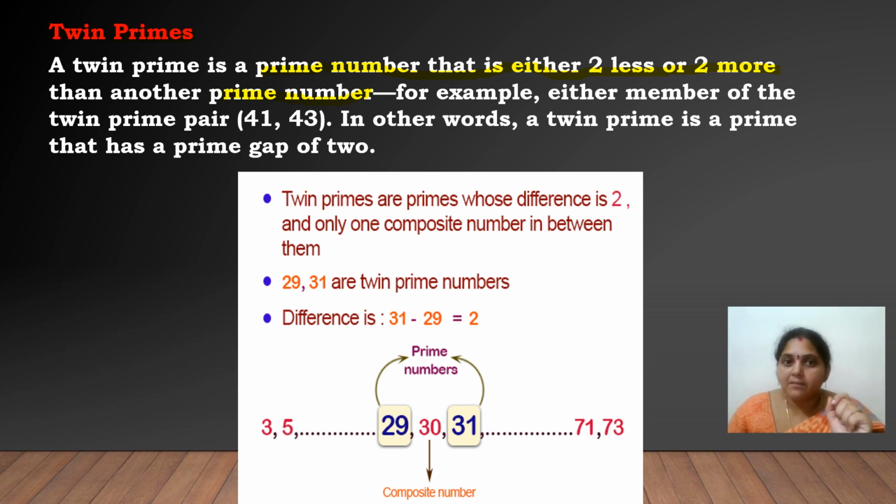So what I have taken here is a pair of prime numbers. What are my pair of prime numbers here? 41 and 43.